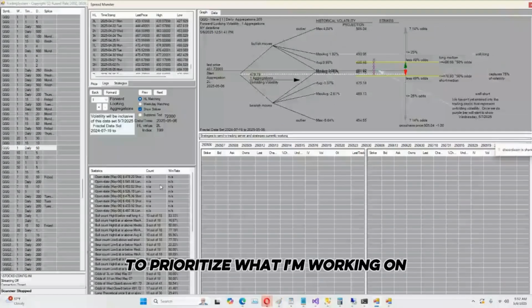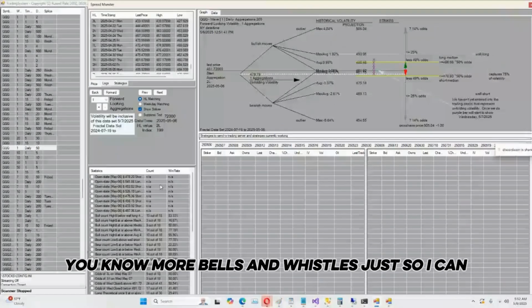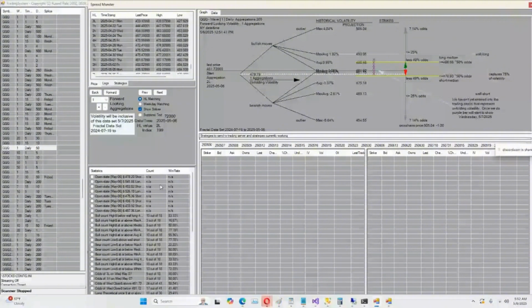To prioritize what I'm working on, when I bring in the code, go for the core first, and then I'll come back and add more bells and whistles, just so I can keep moving forward.